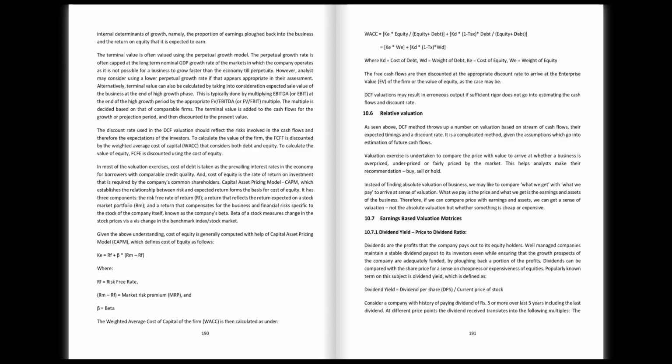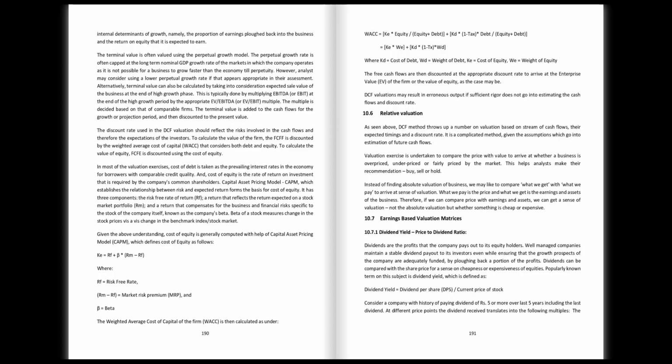Given the above understanding, cost of equity is generally computed with the help of CAPM, which defines cost of equity as follows. KE equals RF plus beta multiplied by (RM minus RF), where RF is the risk-free rate, RM minus RF is the market risk premium, MRP, and beta is the measure of the stock's volatility. The weighted average cost of capital of the firm, WACC, is then calculated as under.